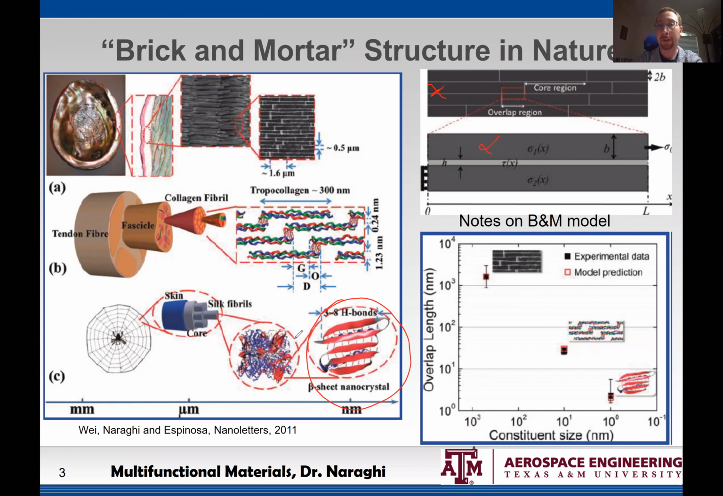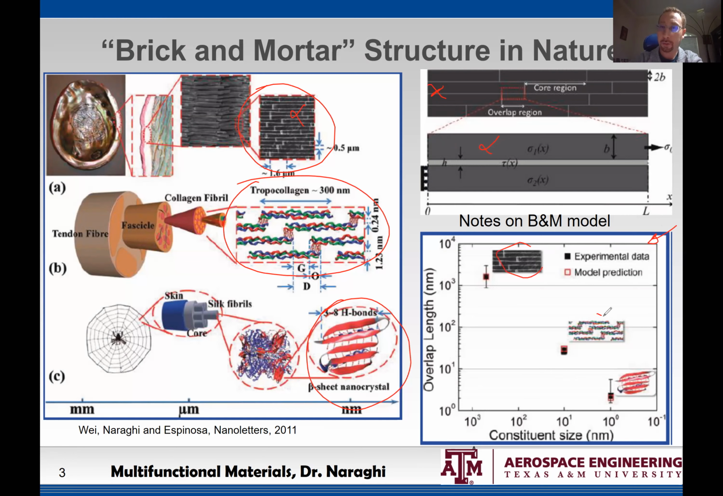I told you about these beta sheets with hydrogen bonds. I told you about these protein polymers that are interacting with hydrogen bonds. I also told you about this abalone shell, the building block, which is truly this brick and mortar, hands down, undeniable. These are real engineered, real biological materials at three different length scales.